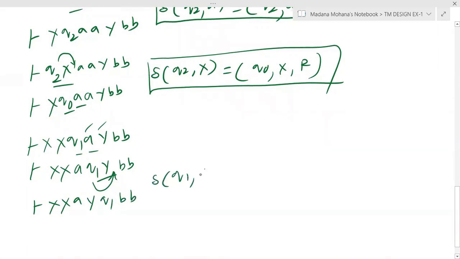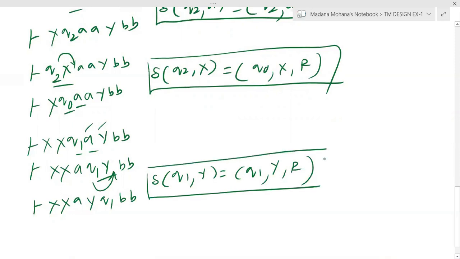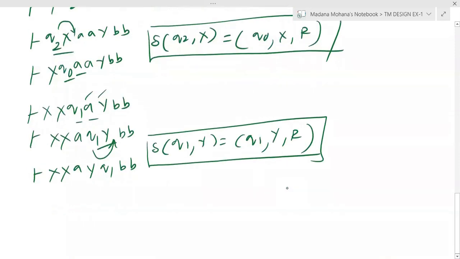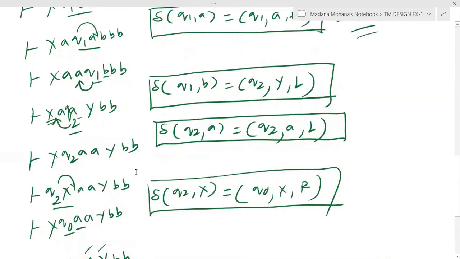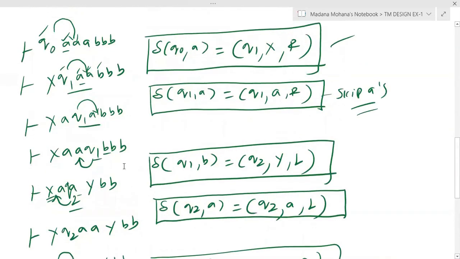Delta of Q1 on Y, without changing state: Y is replaced with Y, then it moves right. This is another new transition. Now you can see you are at Q1, the input is B. This already happened in the previous step. First B is replaced. So delta of Q1, B equals Q2, B is replaced with Y, then moves left.